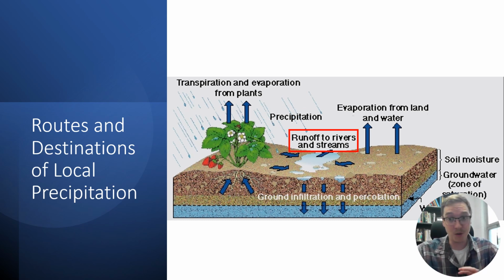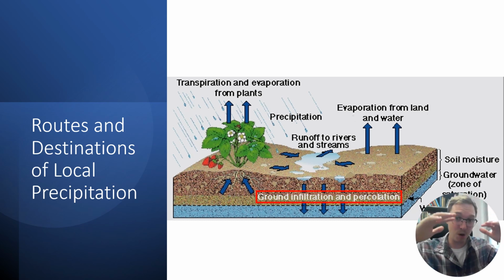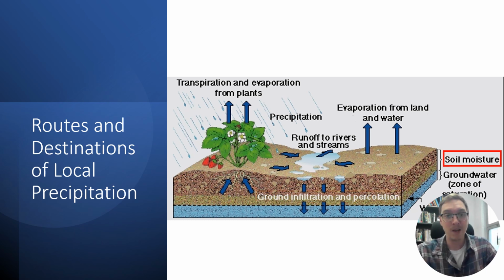Some of that just runs directly off the surface to our rivers and streams. Some of it evaporates from the land and from water bodies and goes back into water vapor within the atmosphere. Some of it percolates or infiltrates through our soil zone and through our vadose zones, so these unsaturated zones, and into our groundwater supply. Some of it we count as soil moisture. Some of it we consider groundwater or the zone of saturation.